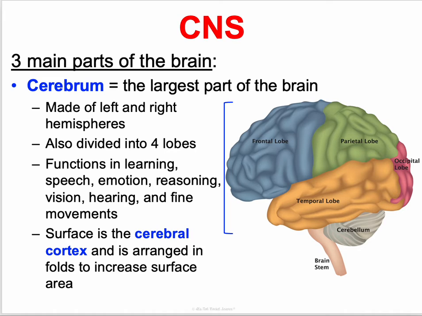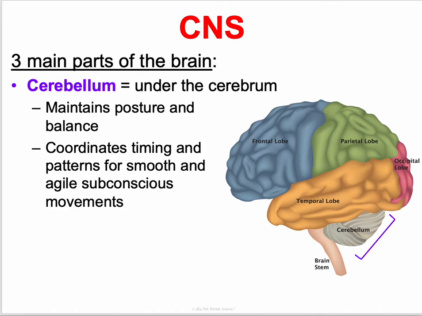Another thing to note is that each hemisphere is going to control the opposite side of the body. So, for example, the right hemisphere of the brain is actually going to control the left side of the body and vice versa there. So that is kind of the largest part of the brain.